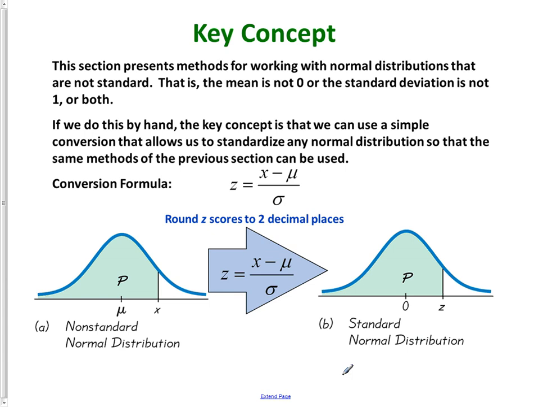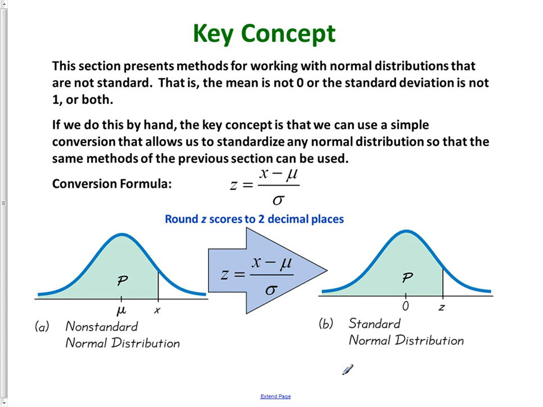Well, welcome back. So what we're going to do now is take our method that we just talked about using the standard normal distribution and interpret that in terms of something that is not a standard normal distribution. What do we do? Well, this section presents a method for working with normal distributions that are not standard, that is, if the mean isn't 0 and the standard deviation is not 1, or both.